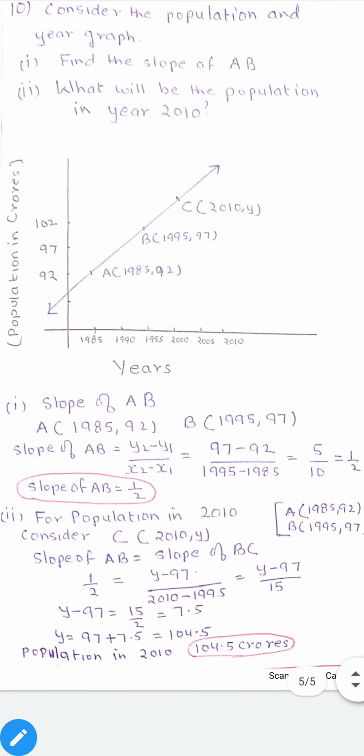Now for the population in 2010, consider a point C (2010, y). Slope of AB is equal to slope of BC. Then slope of AB is half, which equals y minus 97 upon 2010 minus 1995, that is y minus 97 upon 15. Y minus 97 is 15 upon 2, that is 7.5, and y is 97 plus 7.5, that is 104.5. So population in 2010 is 104.5.